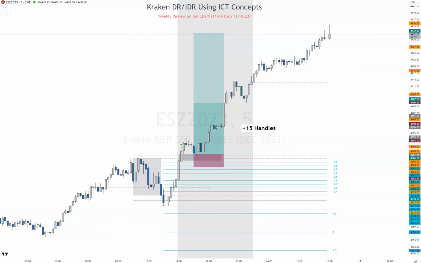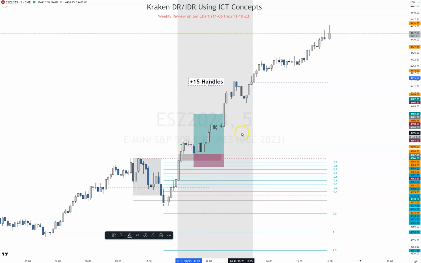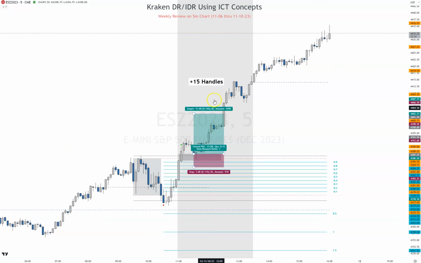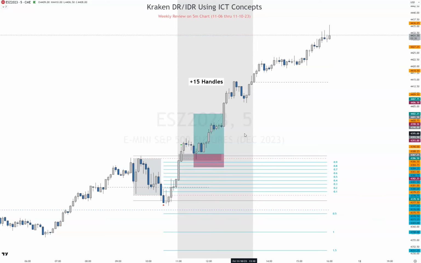But for what I did, how I was trading it based on the rules here, I didn't trail my stop here, just to show you 1 to 3 how much room there is for runners on these. We are at 40 handles for the week. We're at plus 25, plus 15 is 40 handles for the week. And that is the weekly review for DR IDR using ICT concepts for November 6th through November 10th.